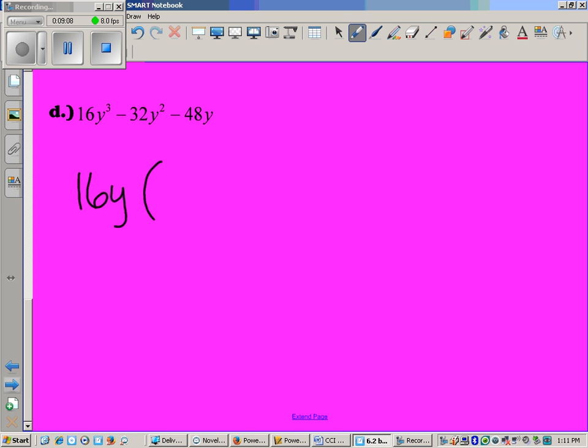If I take out a 16 and a y, what's left over in this first term? It looks like a y squared. Minus, if I take out a 16 and a y, what's left over in my middle term? 32 divided by 16 is 2, plus another y, so 2y. Minus, how many times does 16 go into 48? Is that 3? I took out the y, so that would be my leftovers.